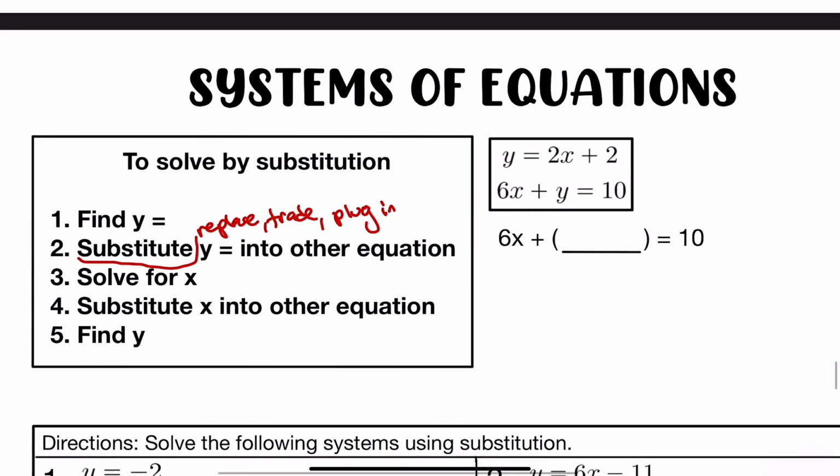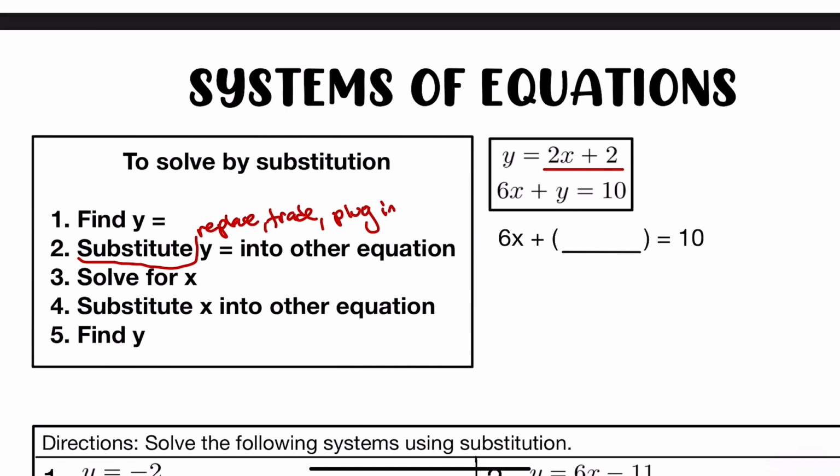Okay, I'll keep both of these up here for us. So let's follow the steps. We got our little system right here, and we're going to go with step number 1, find y equals. Okay, well, I see right at the top here we have y equals 2x plus 2. Cool. Step number 1 is done.